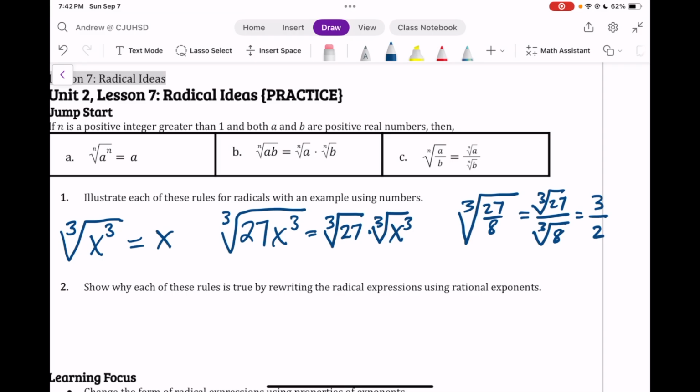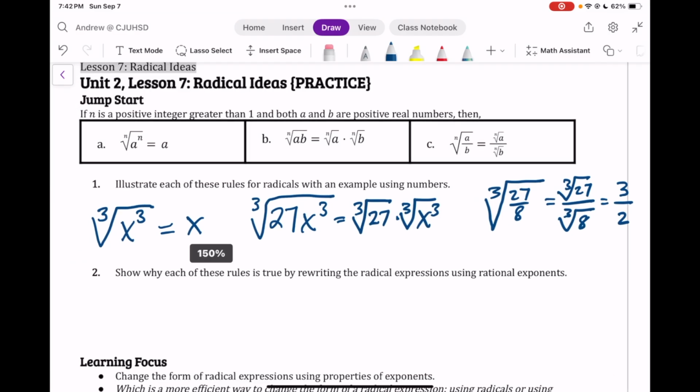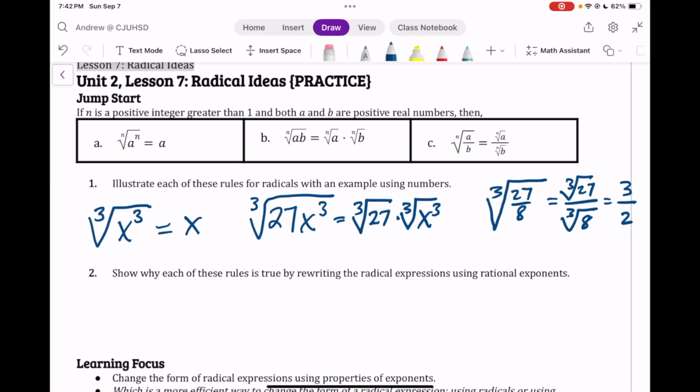And then why are they true? By writing the radical expressions using rational exponents. So we're just going to translate those. The first one, the cube root, change it to a 1/3 power, and then you're taking 3 times a third is x to the 1, or just x.